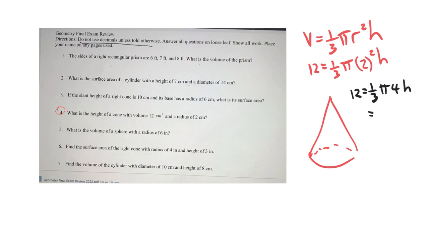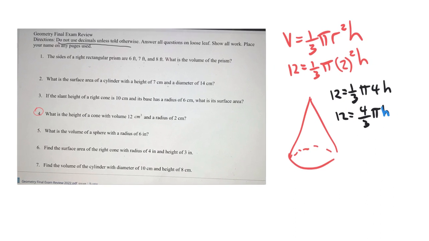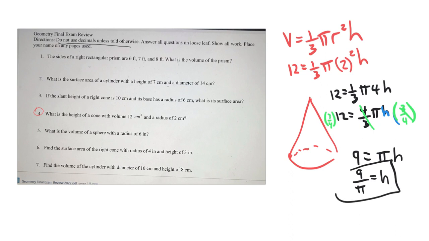So I just did that. And then it would be 4/3 pi times h equals 12. And it's also the case that we are indeed trying to get this h by itself. So one thing we could do right away is get rid of that 4/3 by multiplying both sides by the reciprocal of 4/3, which is 3/4, right? 3/4. And then cancel, cancel. Next thing you know, we have 9 equals pi times h. Dividing both sides by pi, you get 9 over pi, and then you're done.